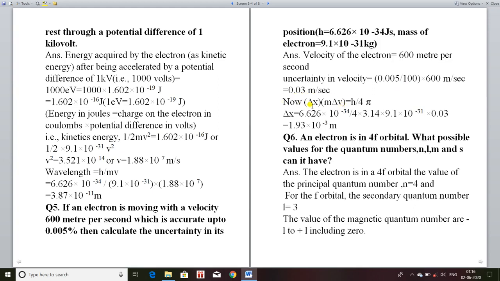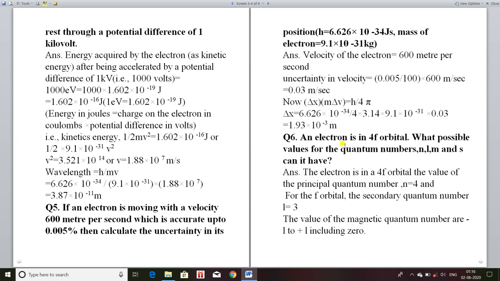Now formula is Δx × mΔv, uncertainty in position times mass times uncertainty in velocity, is equal to h upon 4π. So here we will determine value of Δx, uncertainty in position. Put all the values and it is equal to 1.93 × 10^-3 meter.